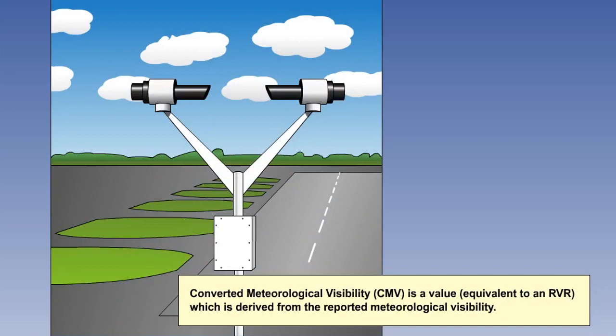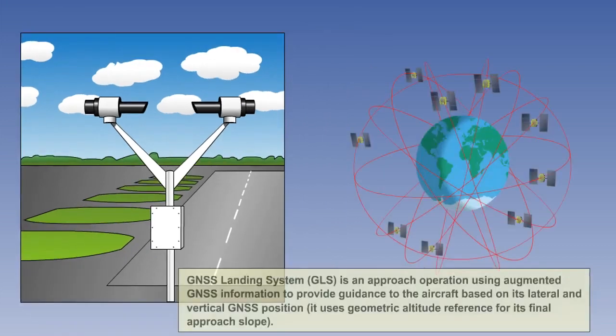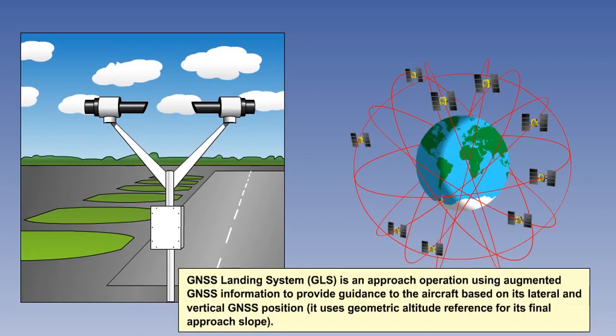Here are other useful terms. First, converted meteorological visibility, CMV, which is a value equivalent to RVR, derived from the reported meteorological visibility and converted in accordance with the requirements in EU OPS. GNSS means a global navigation satellite system, such as GPS or Galileo. The GLS, Global Landing System, is a type of instrument approach procedure that uses the GNSS technology.